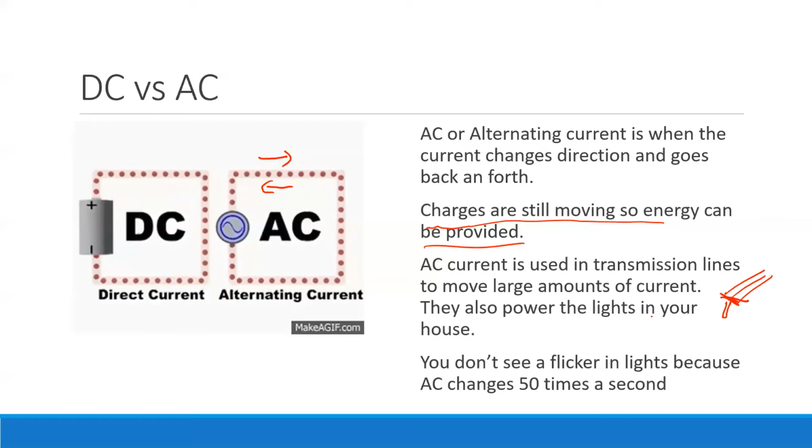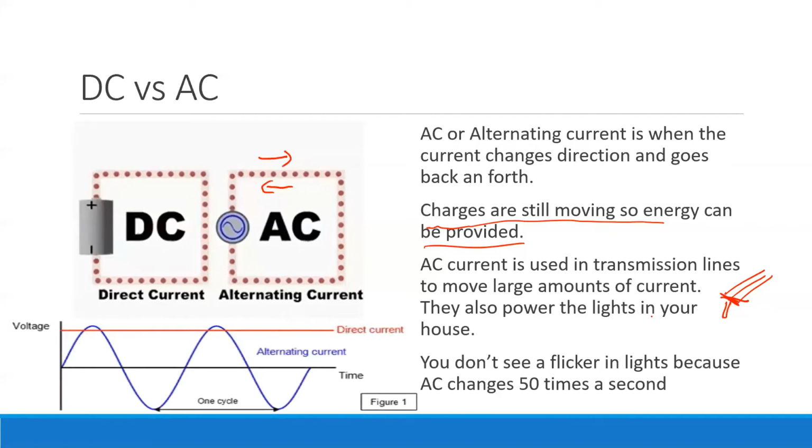So you might say, well, how quickly does AC work? AC actually changes from forwards to backwards 50 times per second. And it's going so quickly, flickering 50 times per second, that you don't actually see it. Most home lights are hooked up to AC, and if you turn your light on, you don't see it flicker. That's because it's changing at 50 hertz.